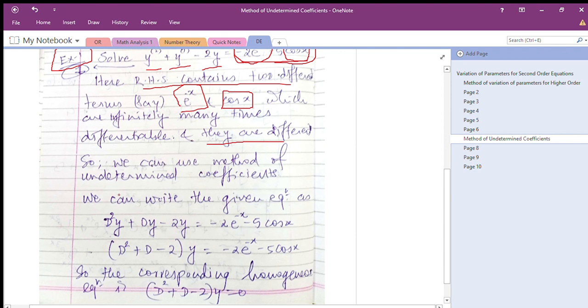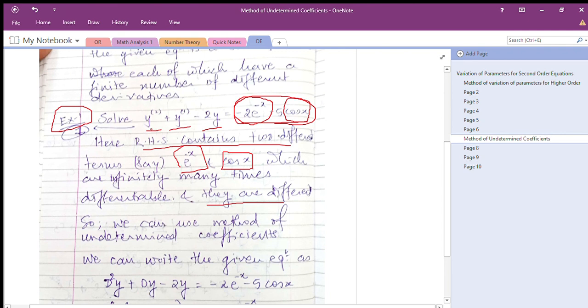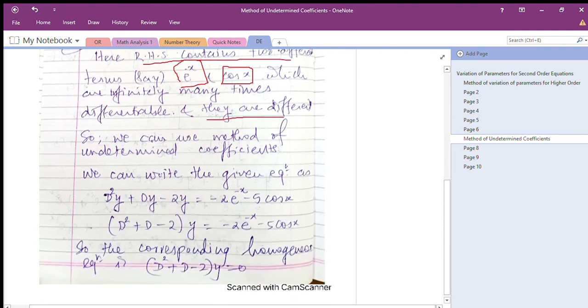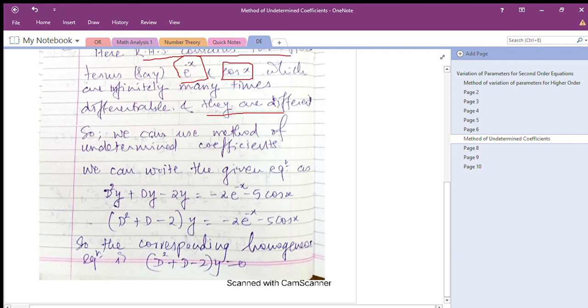So first of all, find out the solution of the homogeneous equation, or find out the complementary function. Let us write this equation in terms of the differential operator D. It will be written as D square y plus Dy minus 2y is equal to this right hand side. Again you can take y outside common, so it is D square plus D minus 2 y is equal to this much.